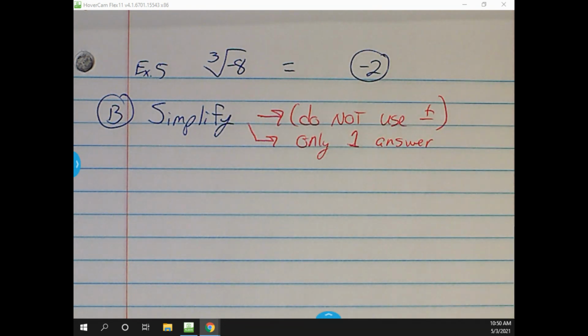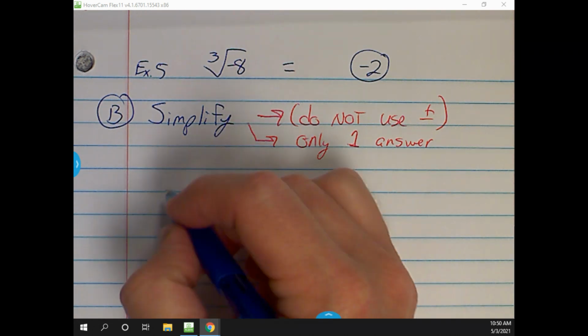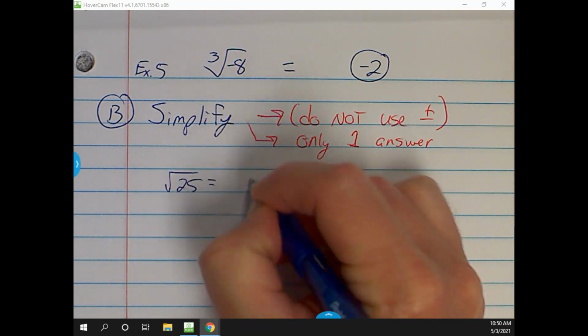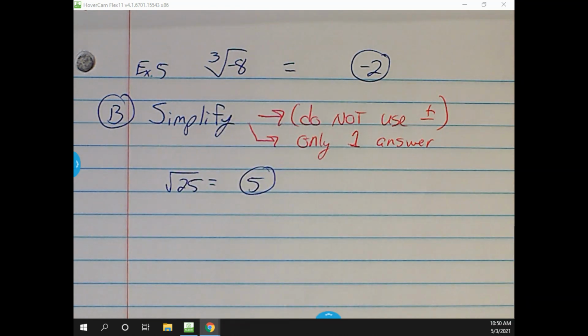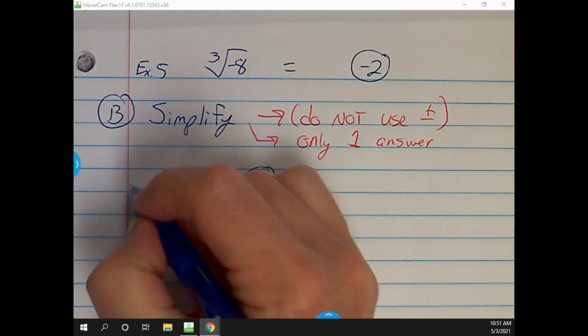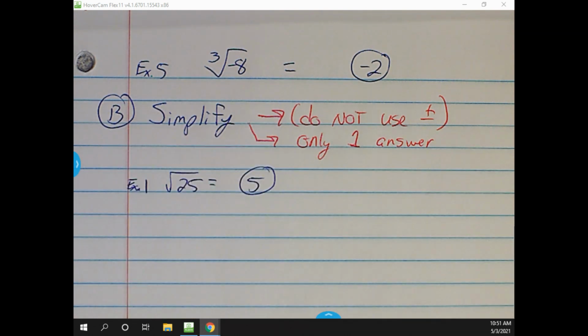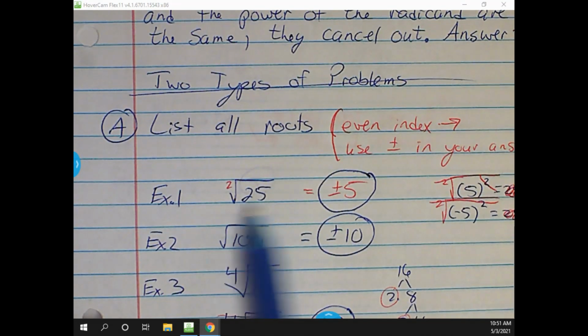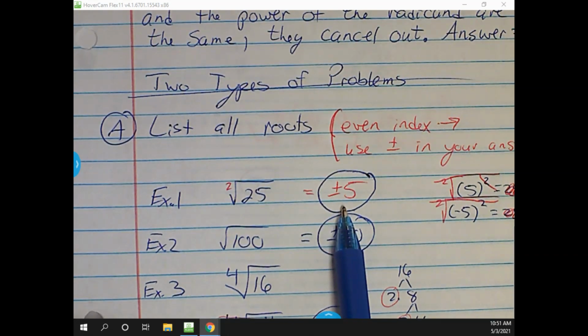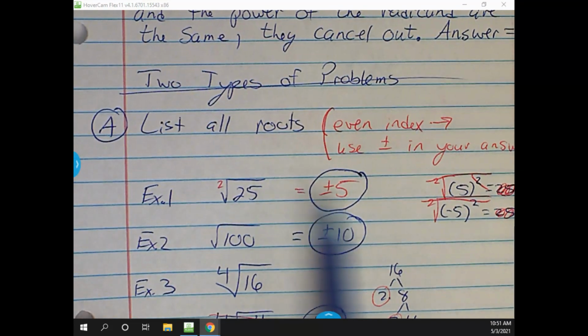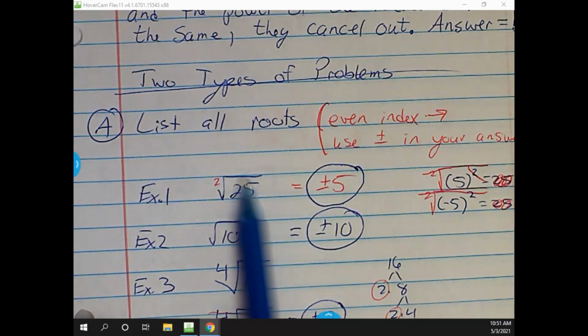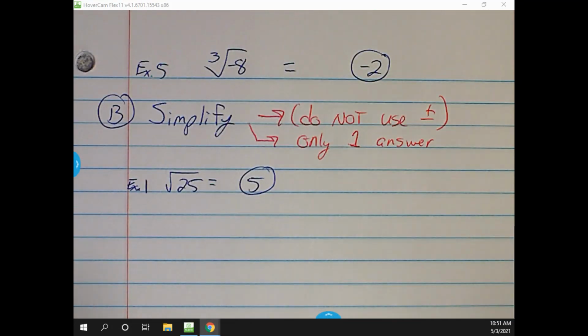Okay, so this one's a little bit easier. If they ask you for the square root of 25, then the answer is just 5. So that's really the only big difference that you have. If it says simplify, you just give me one answer. If it says list all the roots and we did square root of 25, you'd have to put plus or minus 5. So that's the only thing you really have to be careful of, is what they tell you. So if it says list all roots, you've got to do the plus or minus if we're doing square root of 25. If it just says simplify, then you can just tell me that the answer is going to be 5.